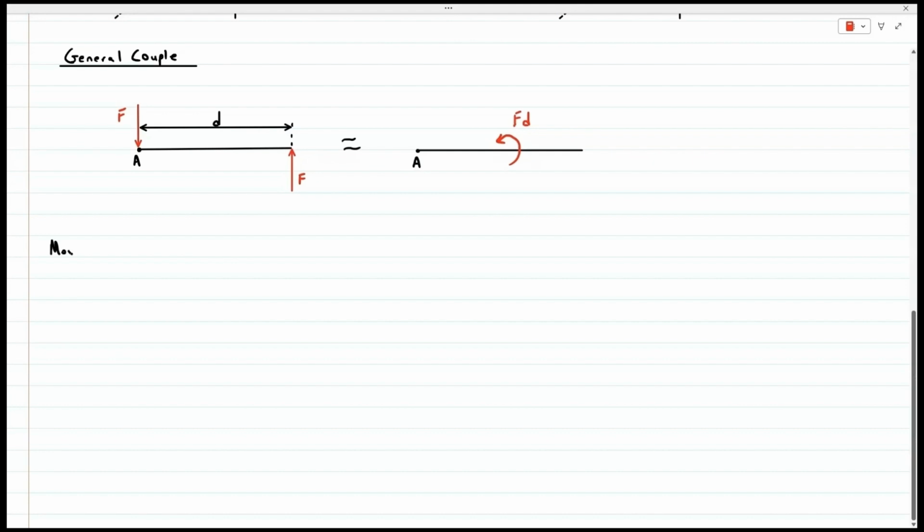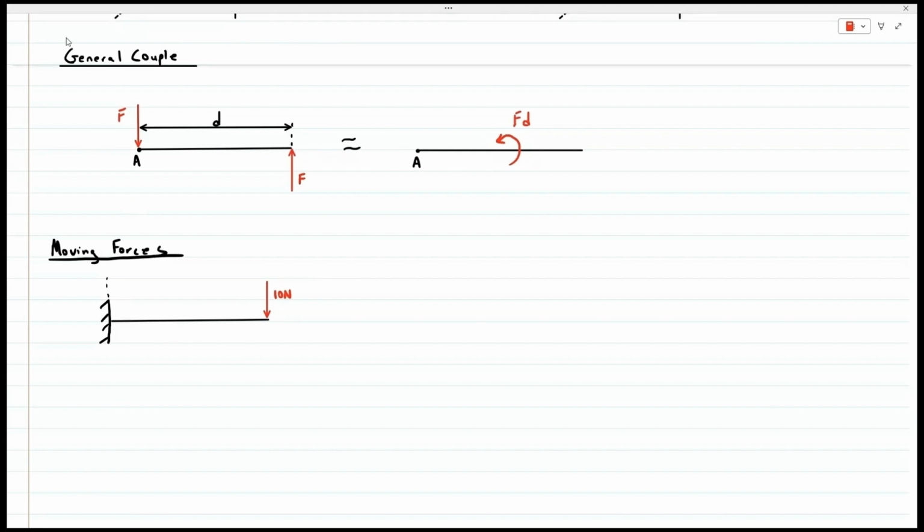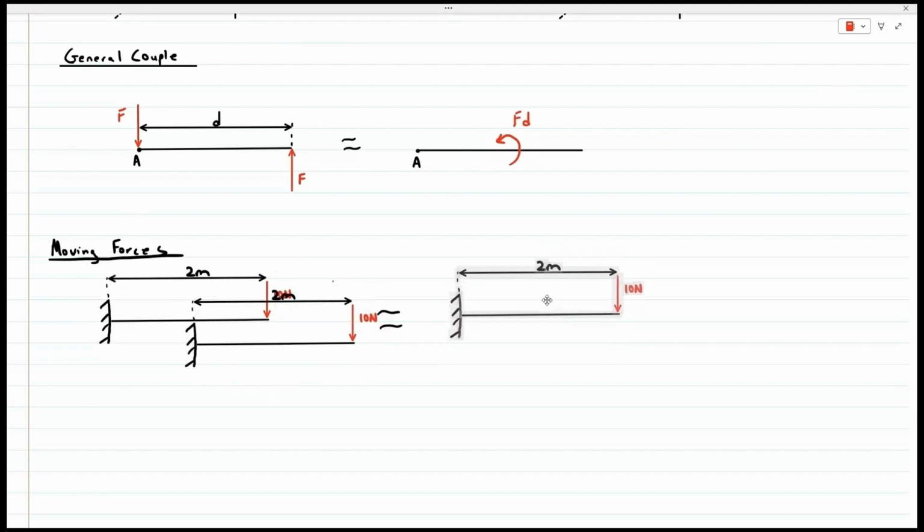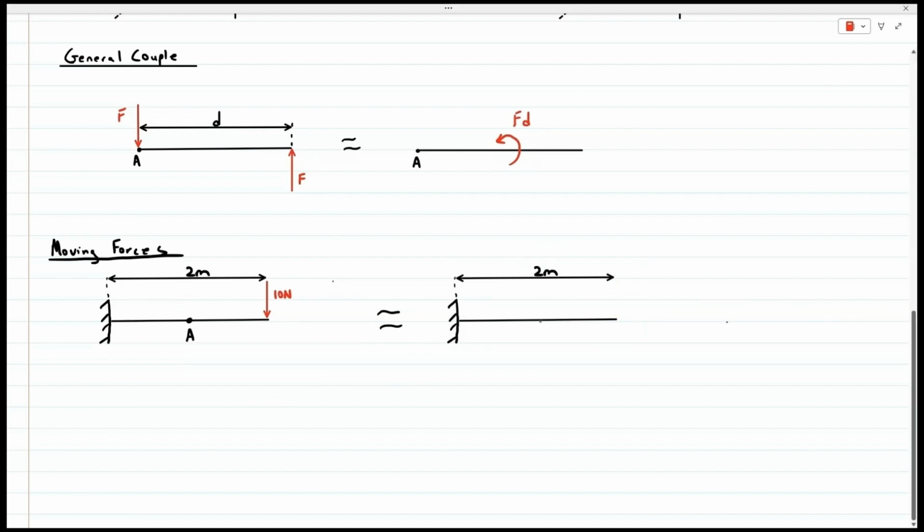Equivalent systems are also useful when you're thinking about moving forces. This setup is called a cantilever, and we'll talk about it more in the future. But let's say we have a 10 Newton force placed all the way to the right on the cantilever, and we have a point A. The point A is in the center of the cantilever. It's 1 meter from the left side.